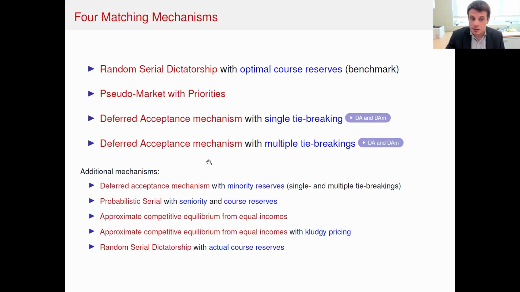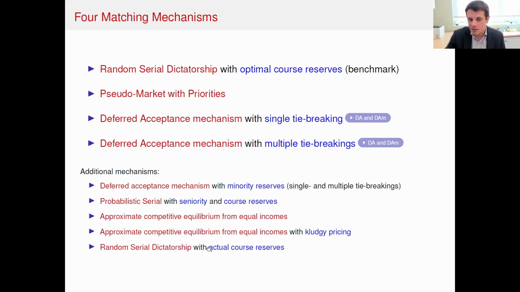In the paper, we also do additional simulations. I also have the slides for them, so if you're interested. We consider minority reserves, where we only reserve a certain number of seats, or we provide the priority only for a certain number of seats. A version of the probabilistic serial mechanism for our setting. Approximate competitive equilibrium from Eric Budish without any priorities. And approximate competitive equilibrium from incomes with kludgy pricing, where we set pricing not exactly at the threshold, but in a smoother way. And of course, we needed to present the random serial dictatorship result with actual course reserves.